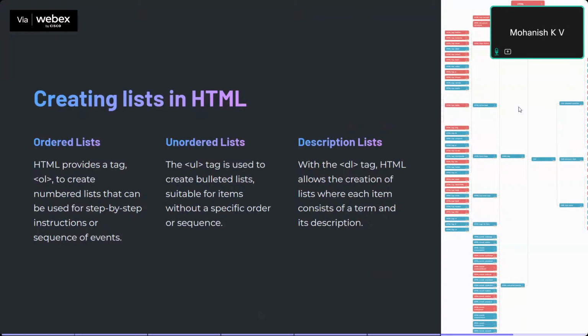What the OL does, it creates the ordered list. What is an ordered list? You have a particular order to how the elements are listed there.